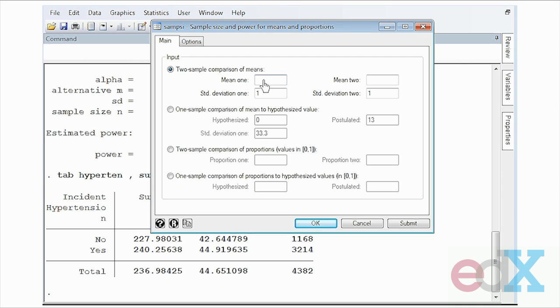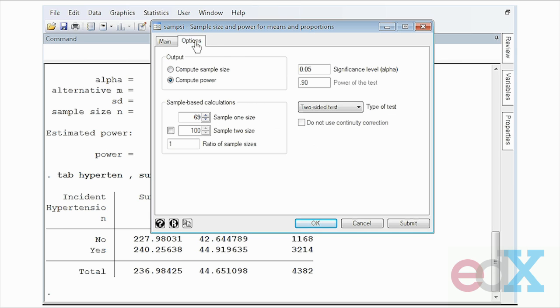What is the mean one? So let's say the mean one is for the no, and let's say the mean one is 228, and the mean of the second one is 240, and the standard deviation of the first, let's give this one a standard deviation of 43 and give this one a standard deviation of 45. Okay, now let's look at our options.